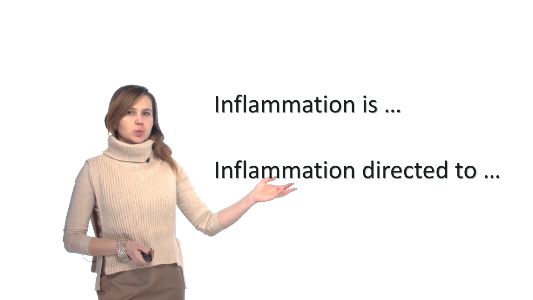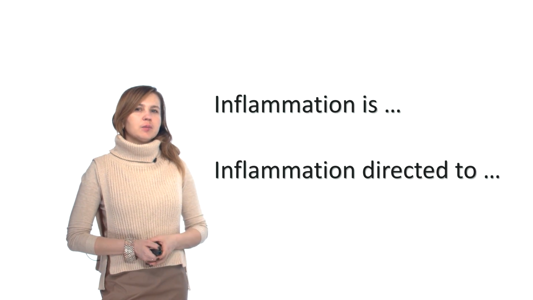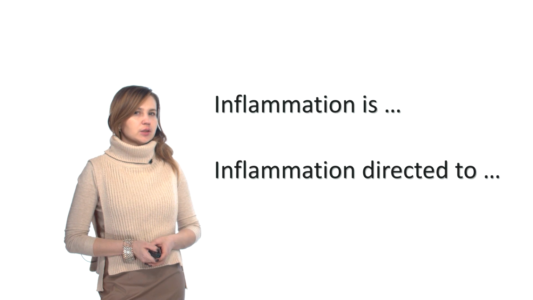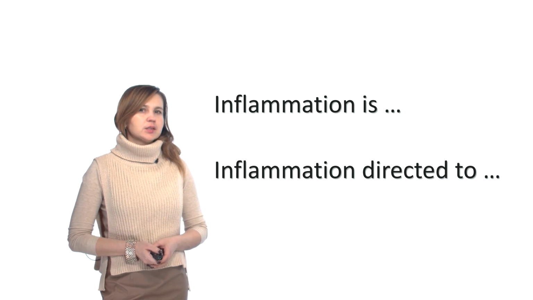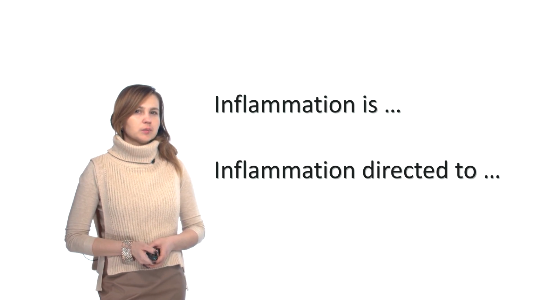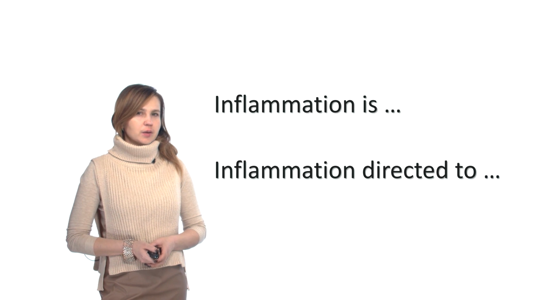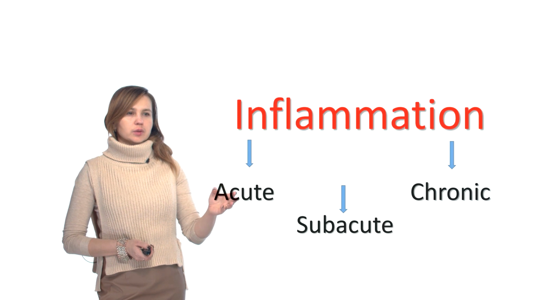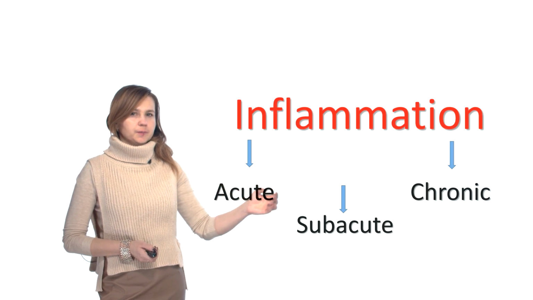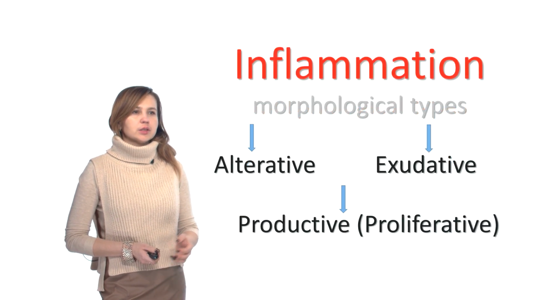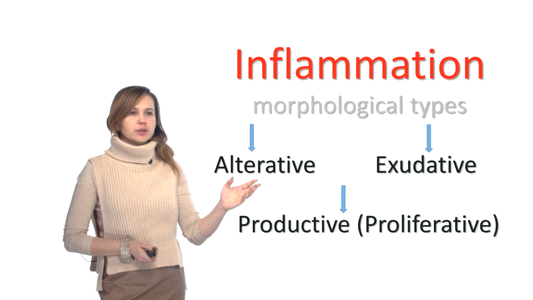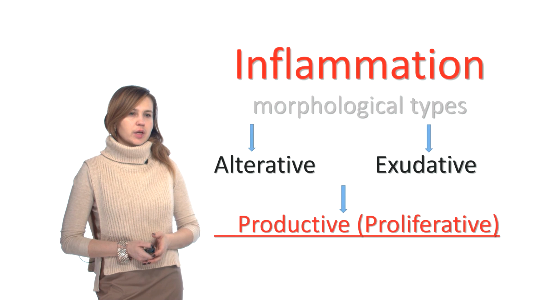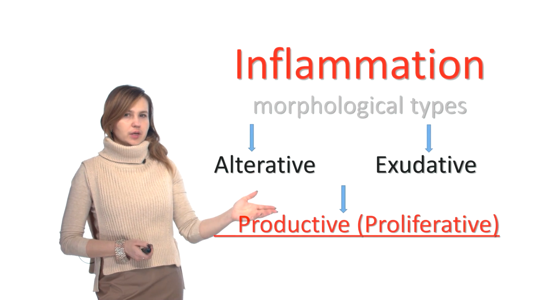Inflammation is a protective and adaptive reaction directed to the elimination of the area of damage, destruction of agents that cause inflammation, and restoration of damaged tissue repair. Inflammation may be acute, subacute, and chronic. Morphological types of inflammation: alterative, exudative, and productive. Today we will discuss productive inflammation.